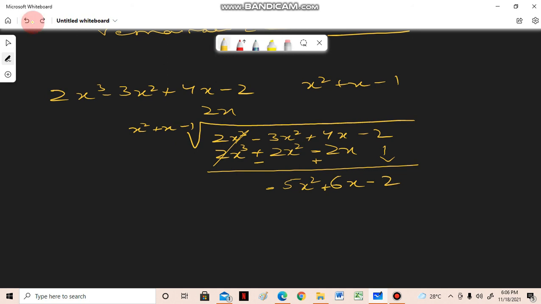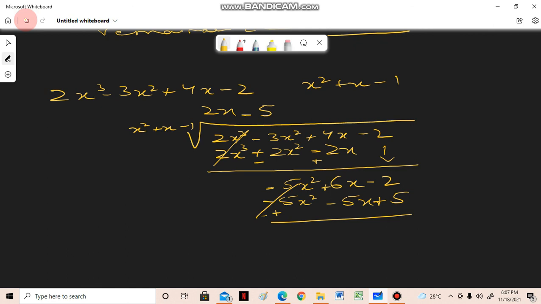Okay, so now we know that we can multiply x squared with minus 5 to get minus 5x squared, right? Now we will multiply plus x with the same minus 5, and also minus 1 with the same minus 5, right? So this will become plus x multiplied by minus 5 is minus 5x, and minus 1 multiplied by minus 5 is plus 5. Okay, so this will become plus.